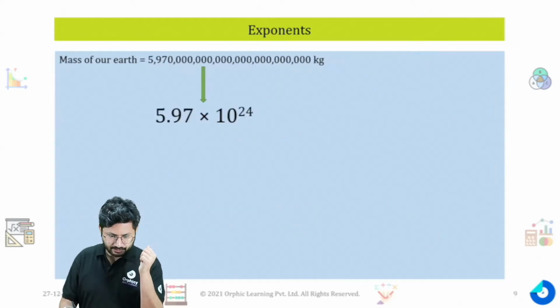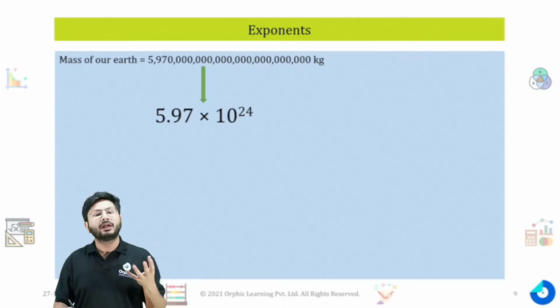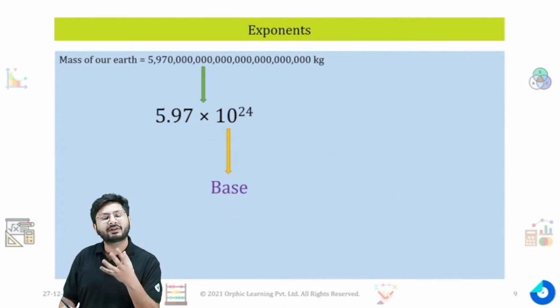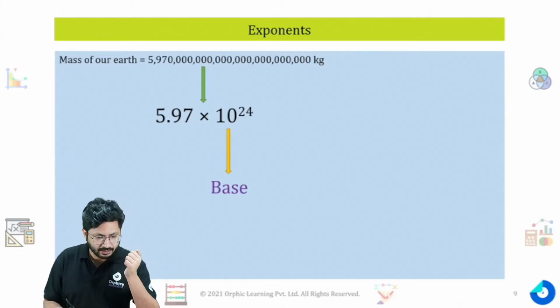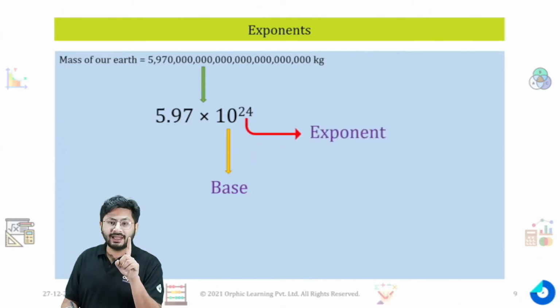Let's move on to the next one. So 5.97 into 10 to the power 24, what does it mean? This 10 to the power 24 is called the power, or the mixture of the exponent and power. So this 10 will be called the base and 24 will be called the exponent.